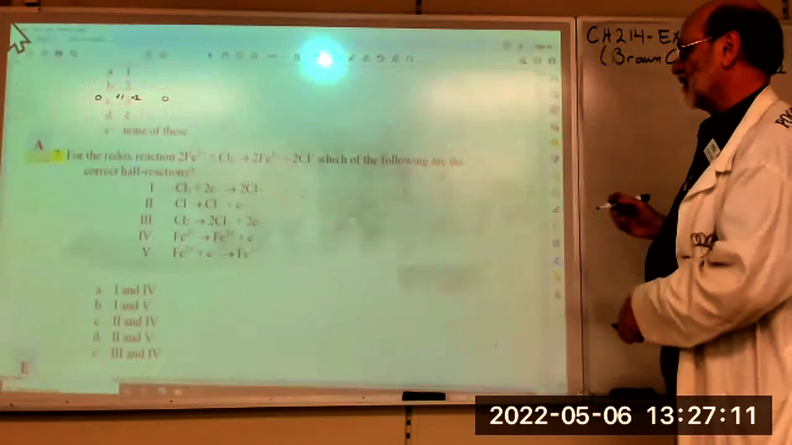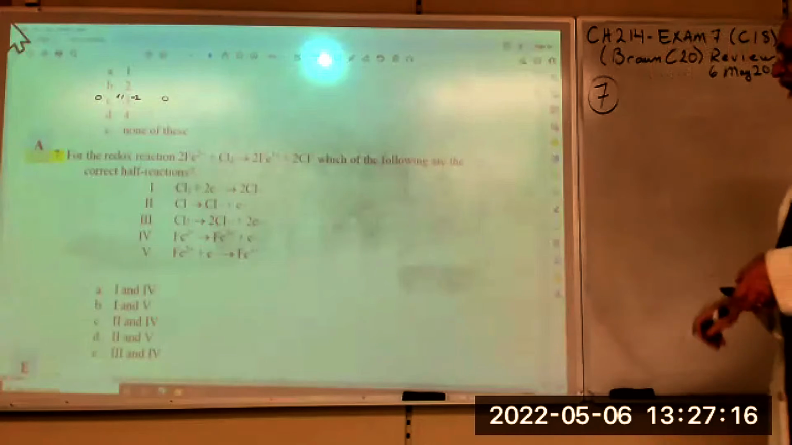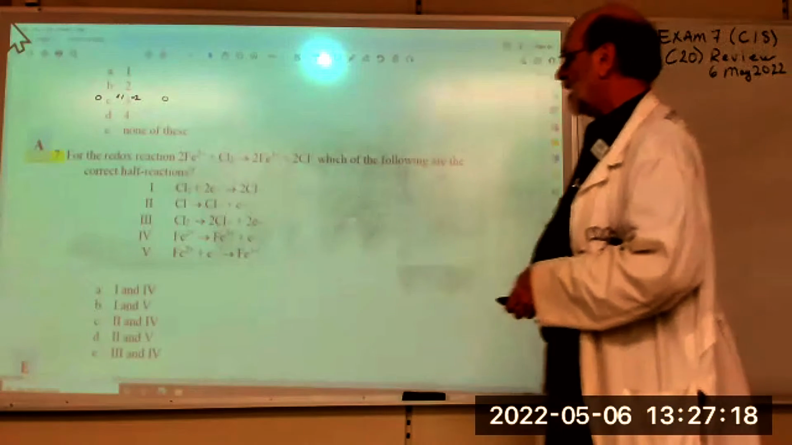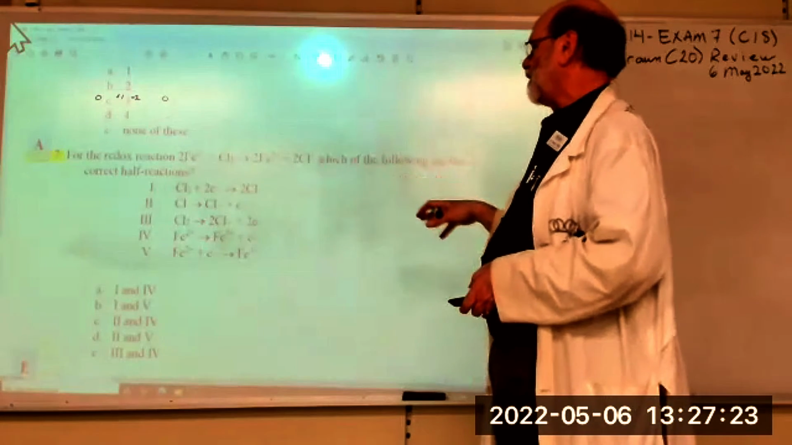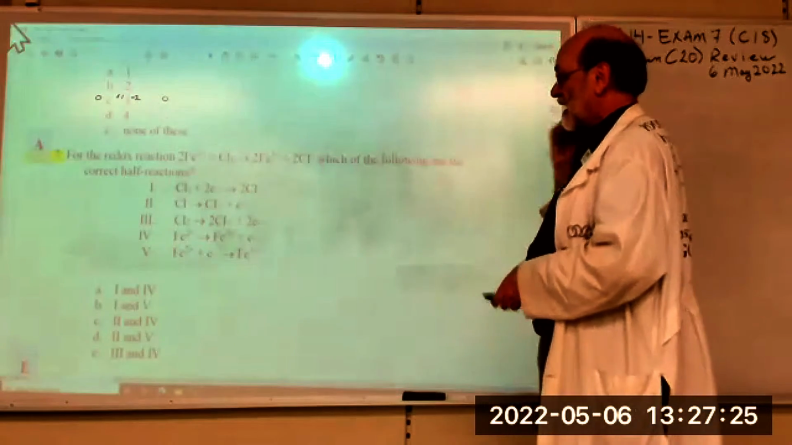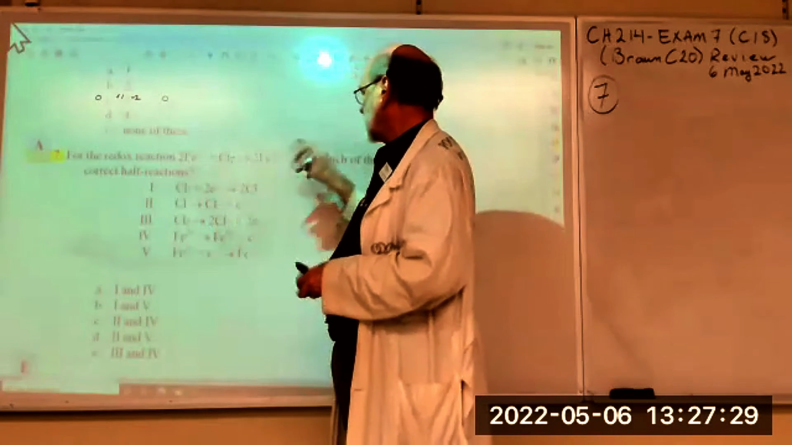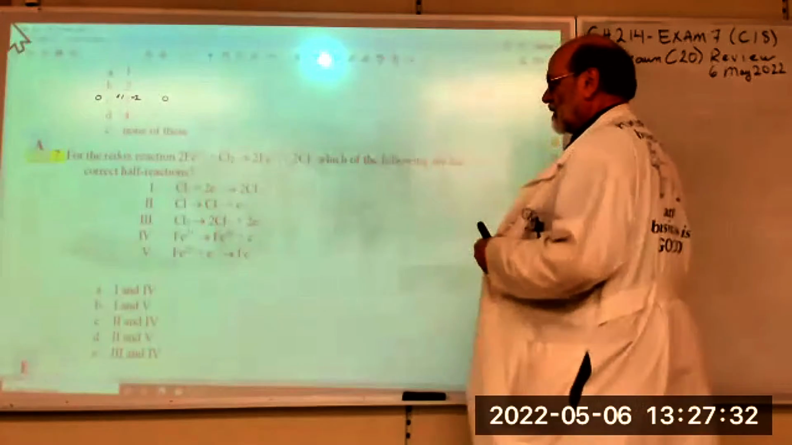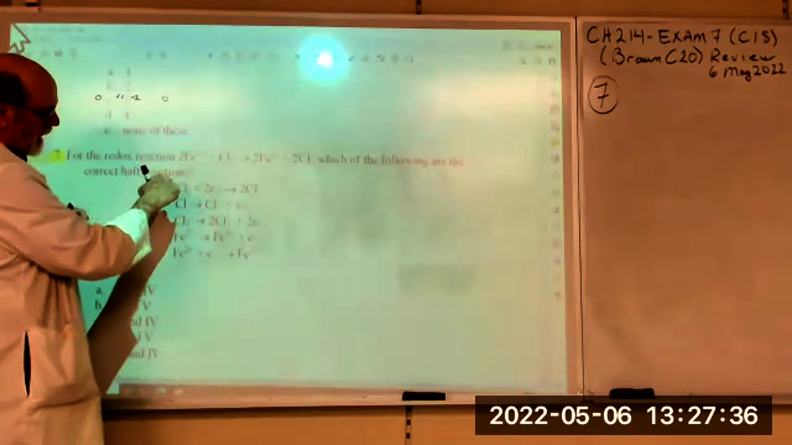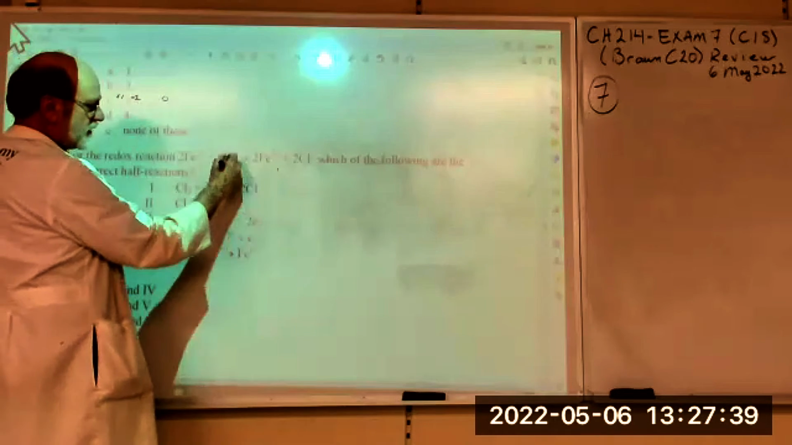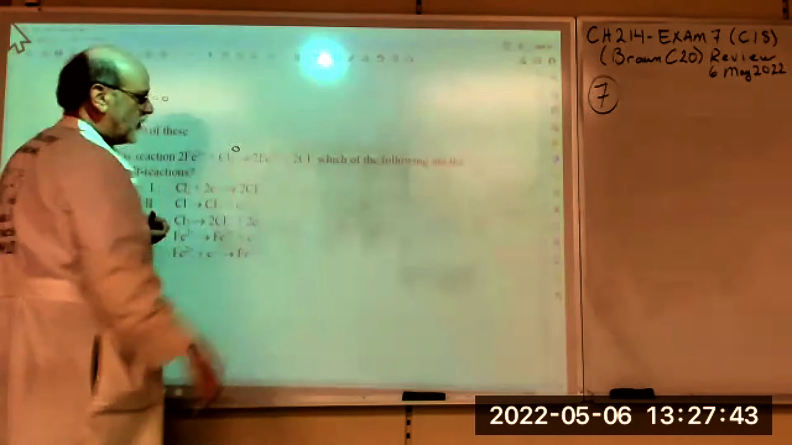Let's see, number 7. A redox reaction, that equation. Which of the following are the correct half reactions? Okay, it looks like this is balanced, right? 2 irons, 2 irons, 2 chlorine, 2 chlorines. So all we need to do is say the oxidation states for iron is 2+ and 3+. That's a 0 for chlorine and 1- for that chlorine.